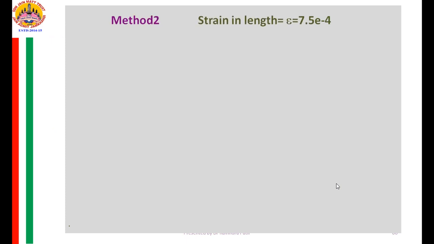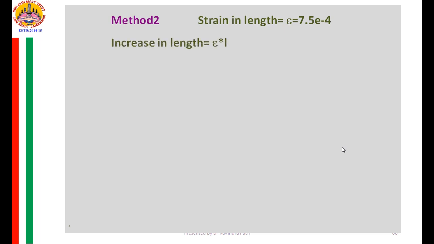Same answer I can get by the other method, which is a bit complicated one. Still we shall try for it. Strain in length I want. Strain in length in the sense, which is the strain in the direction of the length, is nothing but the linear strain here, that is in the direction of 300 mm. The strain is stress by Young's modulus, and that value I got as 7.5 into 10 to the power minus 4.